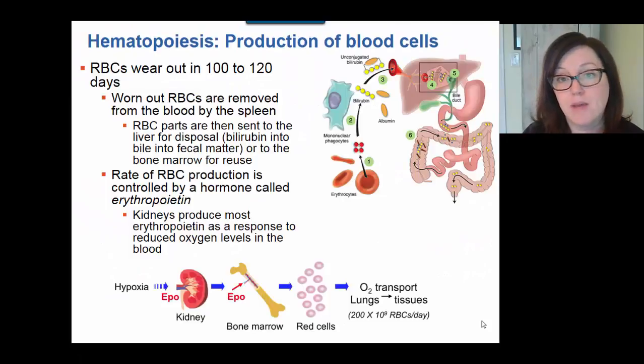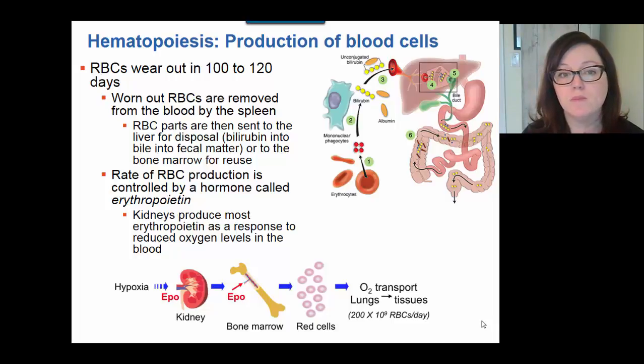A lot of what's happening in the bone marrow is the production of red blood cells. And that's because most of the cells in our blood are red blood cells. And also, the red blood cells don't last very long. They only live for about 100 to 120 days. And the red blood cells are removed from the bloodstream by the spleen. So the spleen is said to be the red blood cell graveyard of the body. The red blood cell components are recycled and sent to places like the liver for disposal.